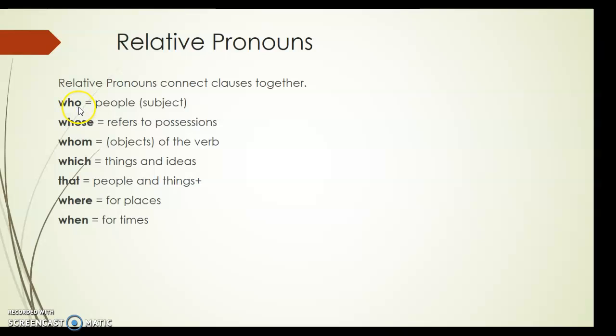Now let's look at who. Who refers to people, and that's the subject form, right? Whose refers to possessions. Whom, objects of the verb. Which, things and ideas. That, people and things. Where, for places. And when, for times. Now let's look at some examples.